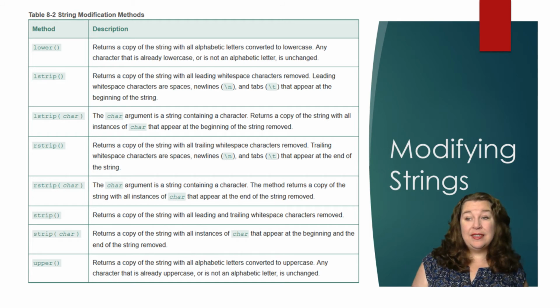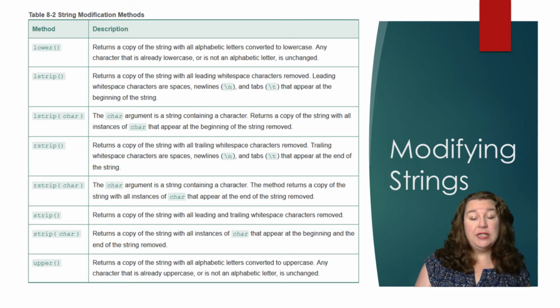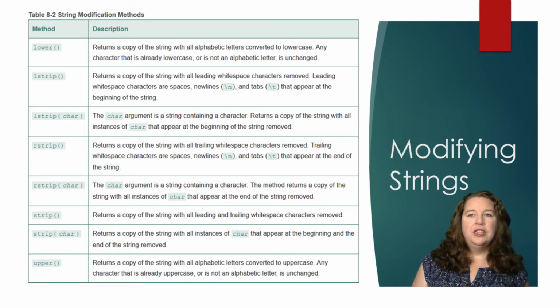Now these methods are modifying the string. Remember, modifying doesn't mean it's actually modifying the string. It returns a copy of the string that is modified as you've asked. So you're going to have to say my string equals my string dot lower, my string equals my string dot strip. We've done these, especially when we did file IO, where we talked about stripping off that \n at the end of our strings to make sure that we got those out of there. So these are the string modification methods.